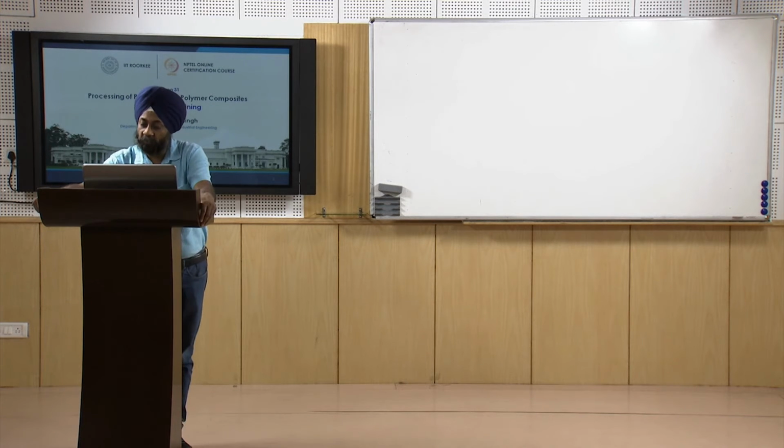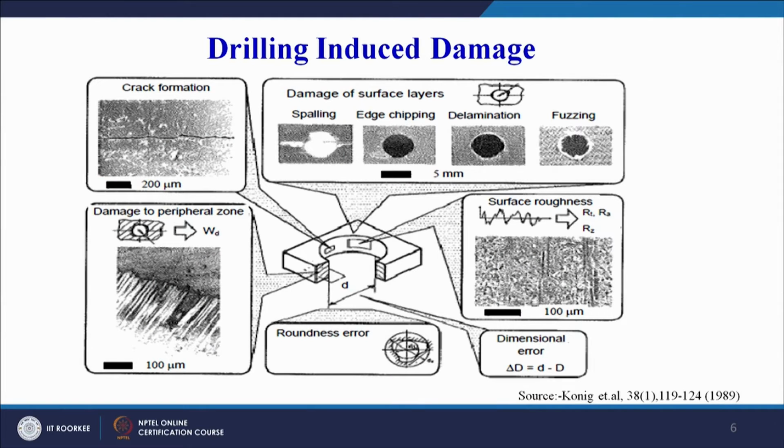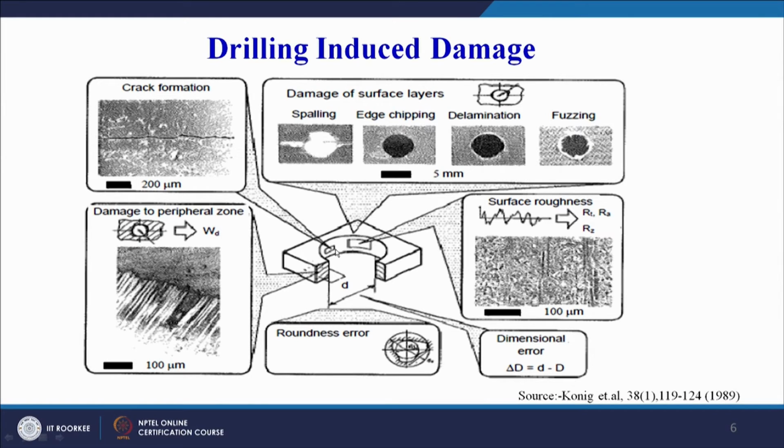Otherwise, what is going to happen? You can see on your screen a very important research article published by Koenig in the year 1989. This figure has been taken from there, and you can see this is the hole which has been made in the composite, and this surface is being highlighted here. You can see the surface roughness. So we are not getting a very smooth surface finish in case of drilling of composites. Then we can see crack formation here, in this very small section. So you can see the type of defects. We are not getting a very good surface finish, surface roughness values are high, we get cracks also.